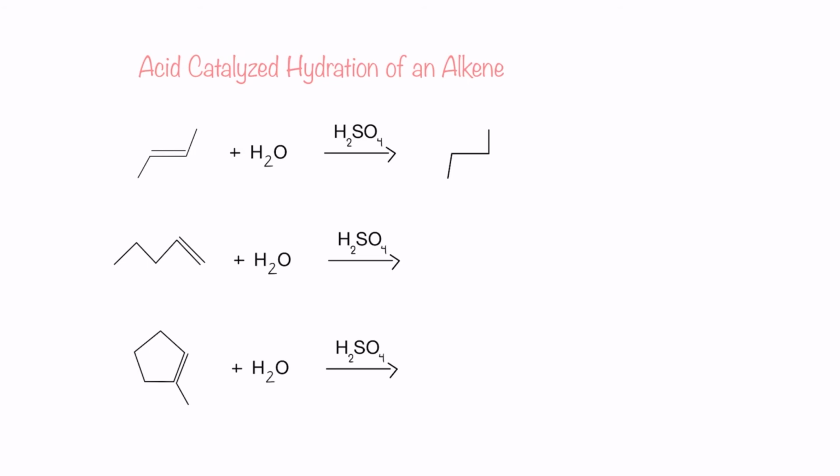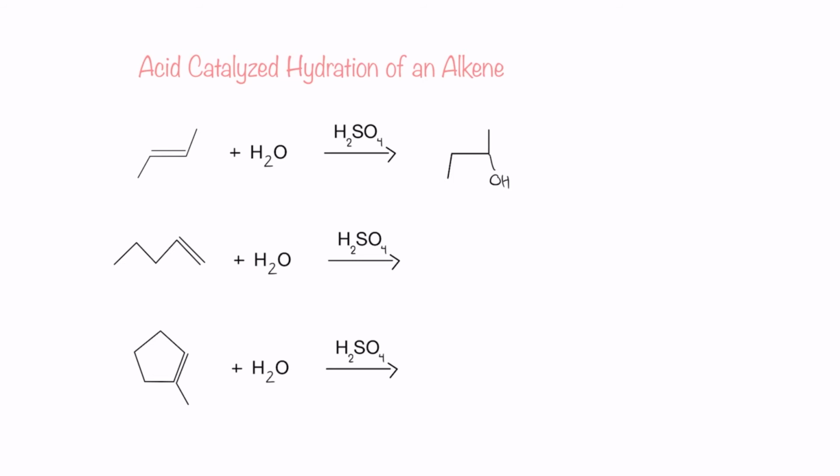Then we need to remember that an alcohol group is going to attach to one of the two carbons that once had the double bond. And so these two carbons here are the same, so it doesn't matter which carbon we put the alcohol group on. So I'll just put it here on the right.